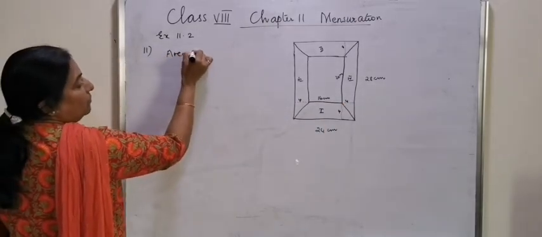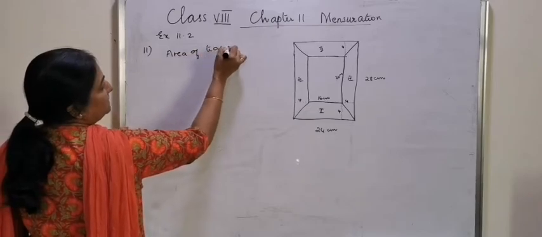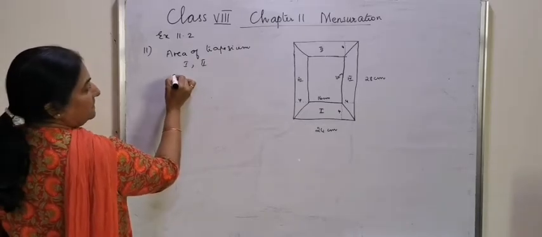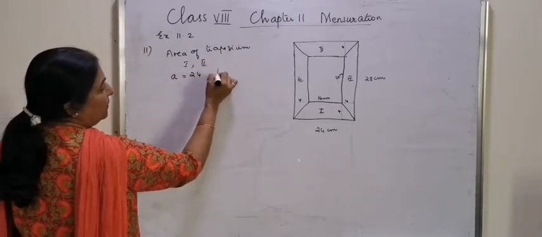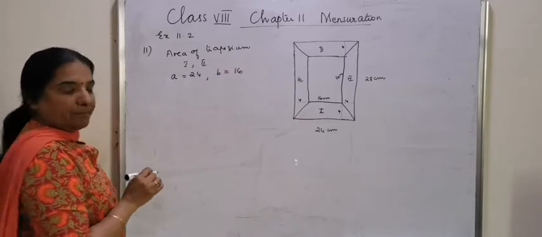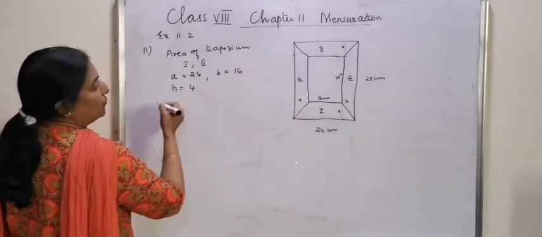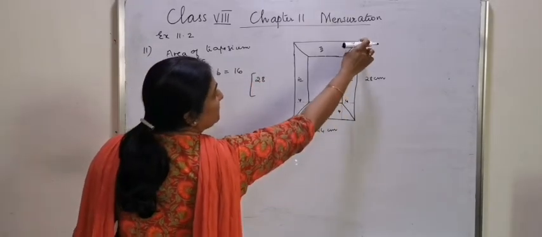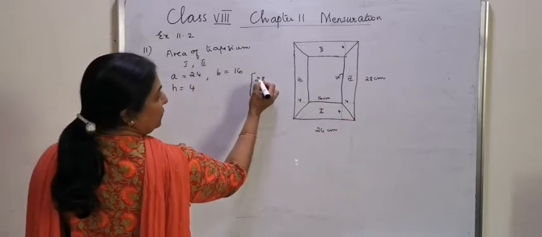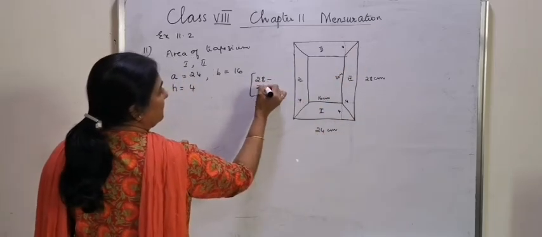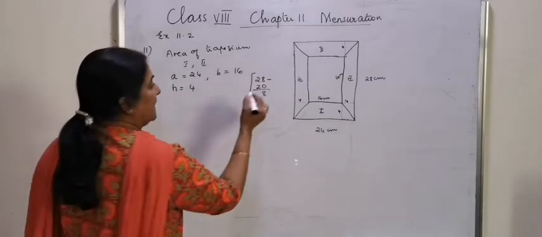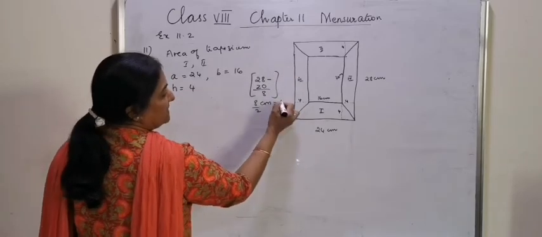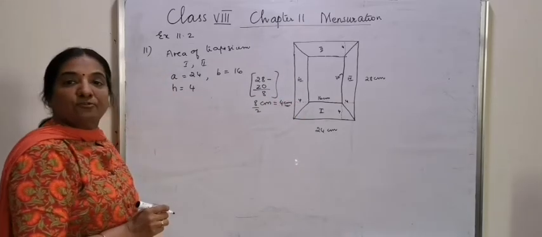So area of trapezium 1 and 2. A is equal to 24, B is equal to 16 and height is equal to 4. How did we get the height? It is 28 minus 20, which is 8. That 8 centimeter we have divided for both the trapeziums. Each one's height is 4 centimeter.